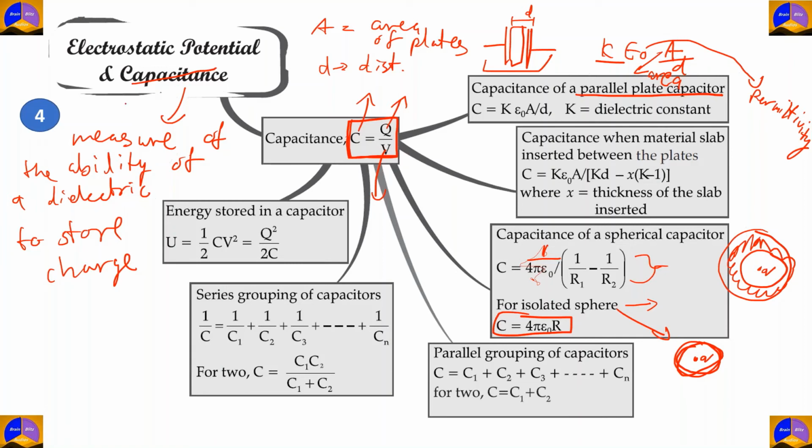Next, we will move on to finding energy stored in a capacitor. The reason we find this is to justify the application of capacitors. Capacitors are used to store charge, and they store energy as well. So the energy stored in a capacitor is U is equal to half CV square, which is also equal to Q square divided by C. So here C stands for the capacitance, Q stands for charge, and V stands for potential difference. Using the formula U is equal to Q square by C, we also get the formula U is equal to half QV.